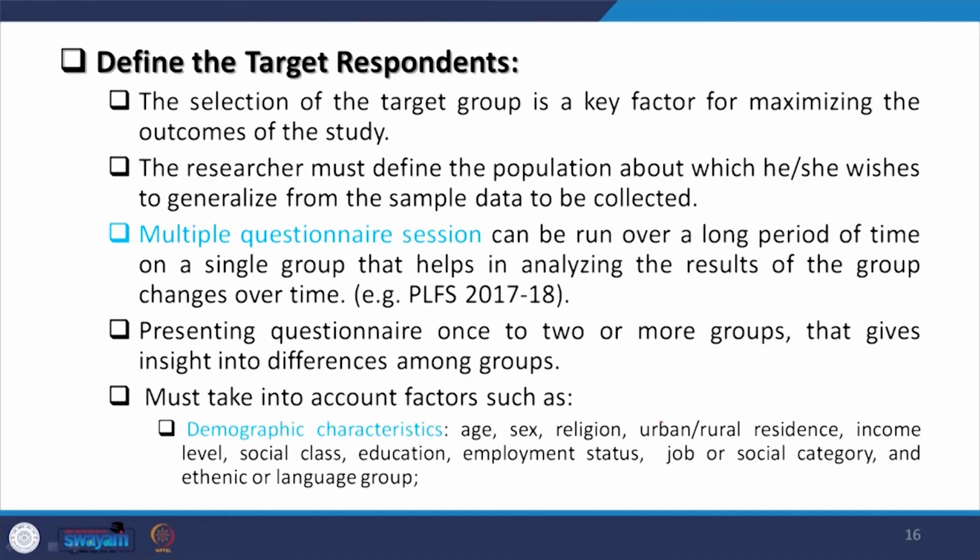Now in the latest PLFS, that is 2017-18, they have included urban areas. There are two areas basically covered, rural and urban. In the urban areas there is repeated sampling of the same set of observations.